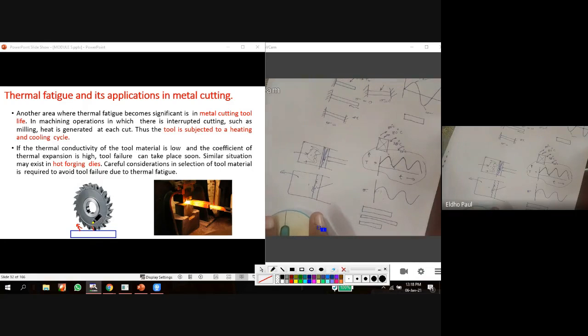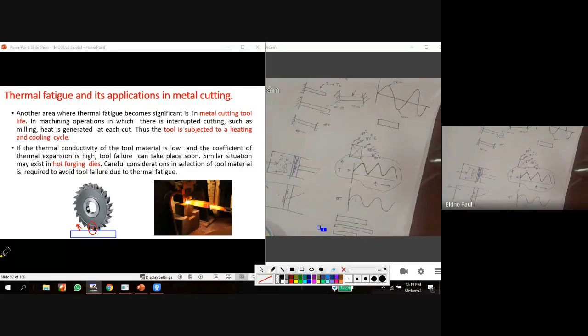So when we consider this tooth, during the cutting process there will be heat generation on this tooth, and after cutting, up to the next cutting process, there will be a cooling process. The heat is dissipated from this tooth into the atmosphere. So all the teeth in this milling cutter are subjected to this type of cyclic stress. There is heat generation during cutting, and after cutting the heat is dissipated from the tooth of the milling cutter. So this will be a cooling process.